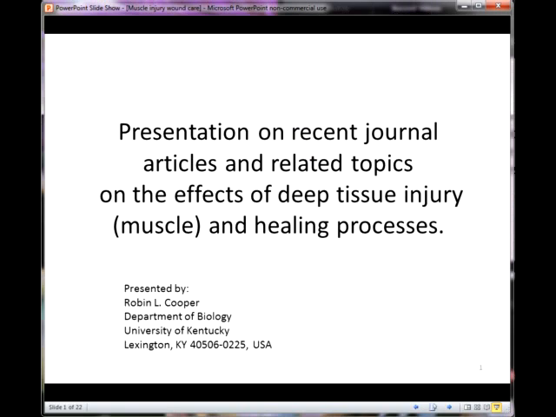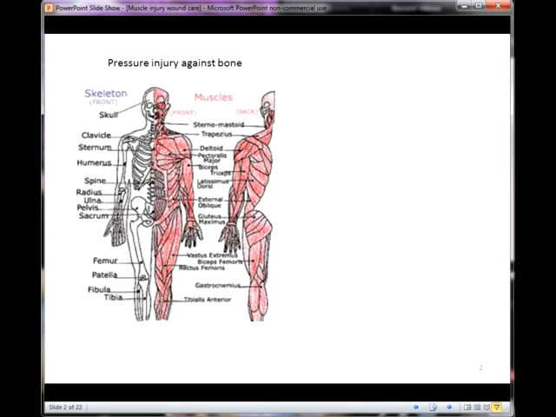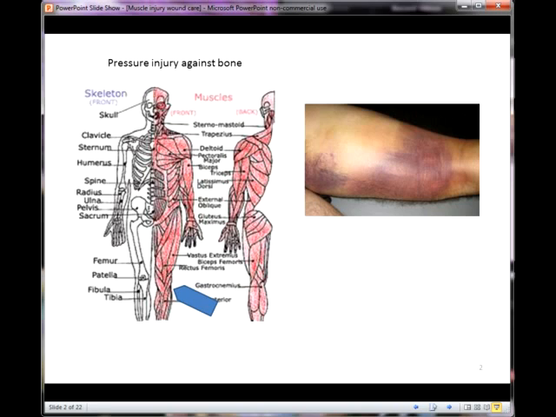This is a presentation on the recent journal articles and related topics on the effects of deep tissue injury, muscle, and the healing processes. What we can see is that pressure injuries against bone, for example, can cause a deep tissue injury, such as this protuberance on the bony processes can then push on the muscle when some external force is applied to the body. So this type of injury can cause an injury from the external, but also internal due to the muscle hitting on the bone.